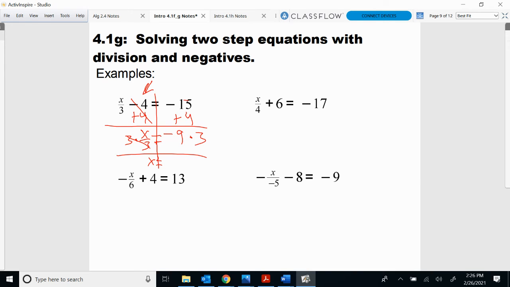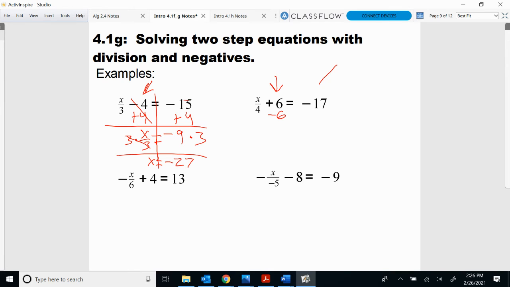Watch your multiplying here. -9 times +3 is going to get you -27. Okay, so that would be your answer for that first problem. Let's take a look at another one. Notice we got this -17 over here on this one. So start right here with that +6.